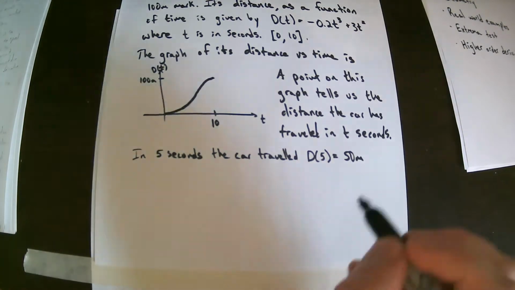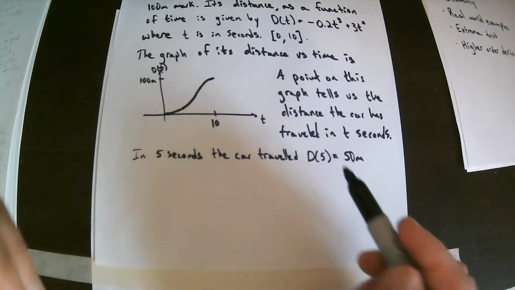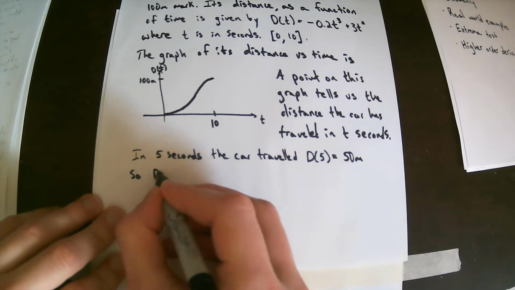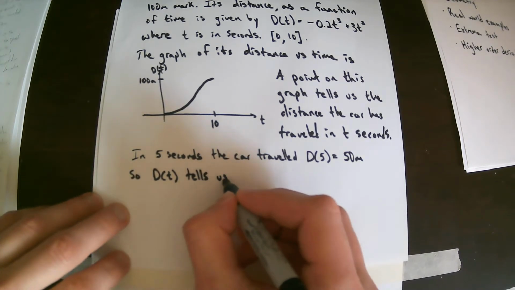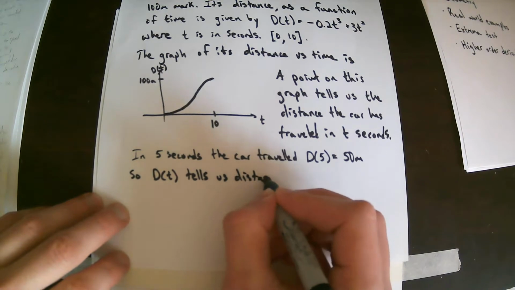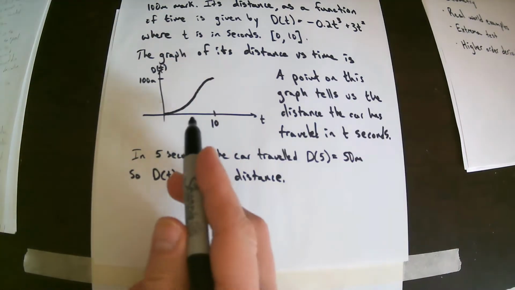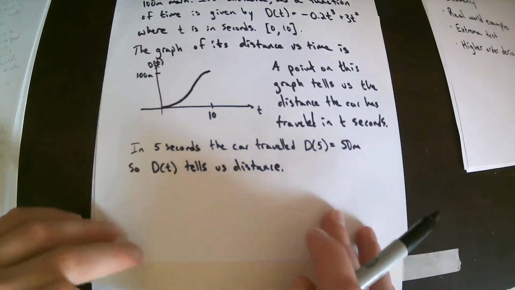So a point on this graph tells us the distance. You plug in time and it gives distance. So this function, D of t, tells us distance. That's how you get points from a graph. You just take an input value and you plug it into the function. That's how you get a point.